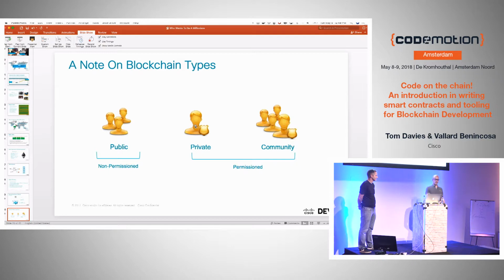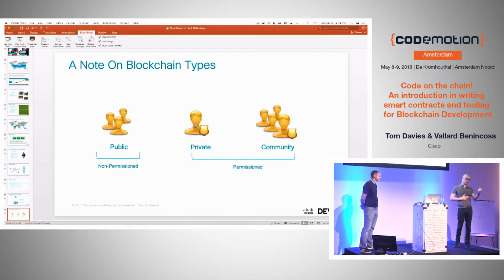Quick note on blockchain types, to just finish this overview off. There are two types of blockchains generally, non-permissioned and permissioned. The non-permissioned is what we're focusing on today, things like Ethereum, where anybody can join, you don't need permissions to do it. But there are also permissioned ones. These come in private and community.